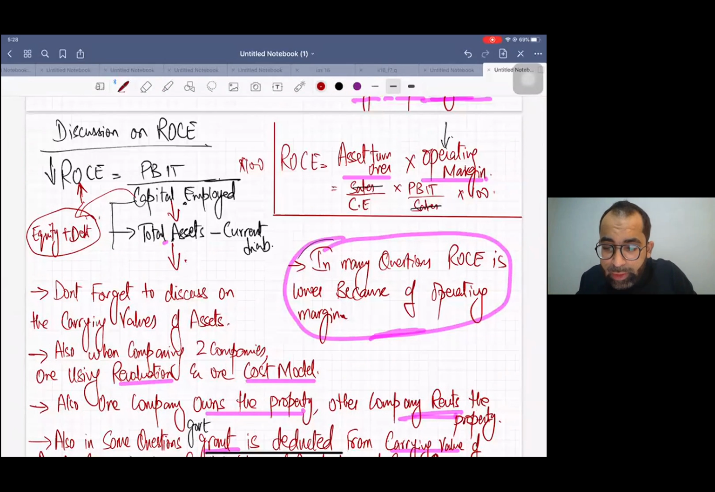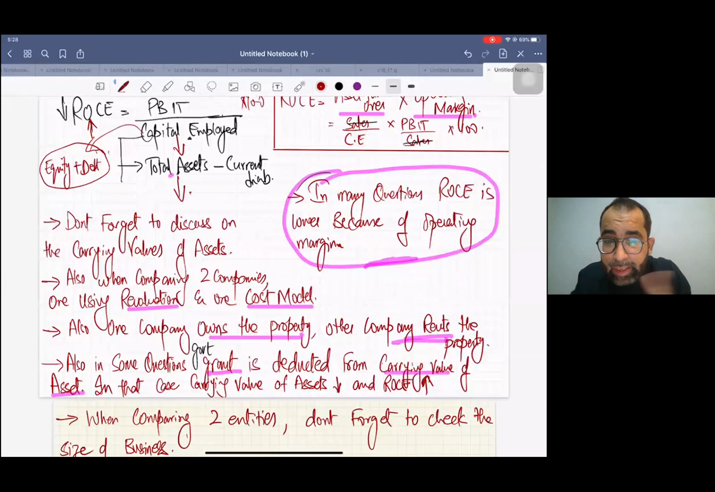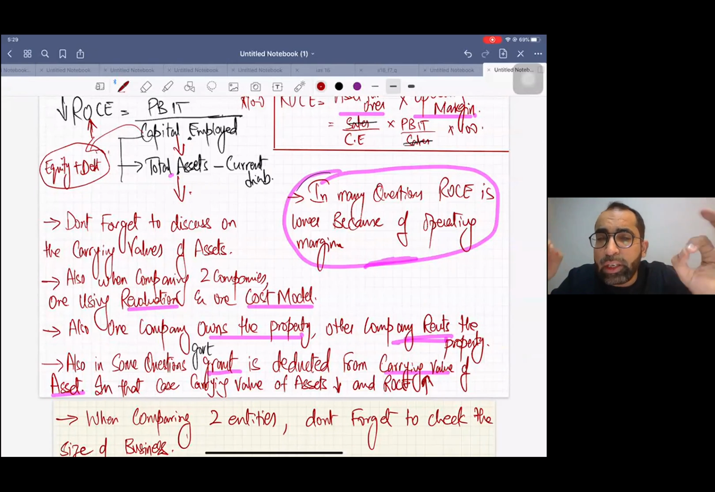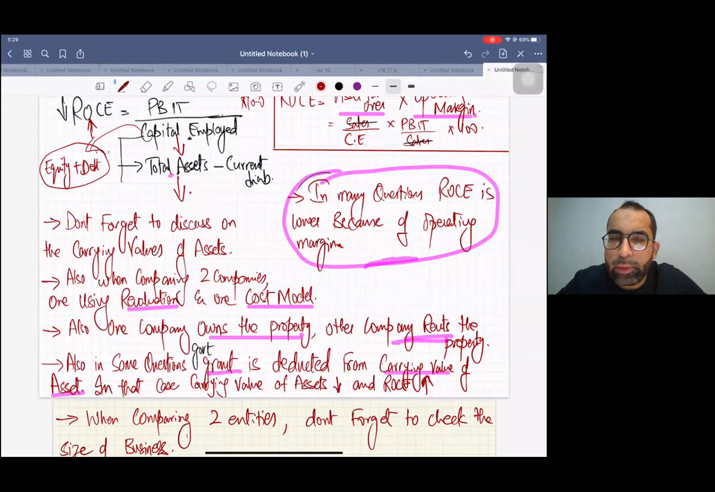So in few questions, these are also the reasons. In few questions I have seen with these eyes that the examiner comments on such connections. Examiner makes such connections, and these are scoring marks. These are not ordinary commentary. Whenever you want to discuss ROCE, return on capital employed, in detail, don't forget to discuss the carrying value of non-current asset issues.